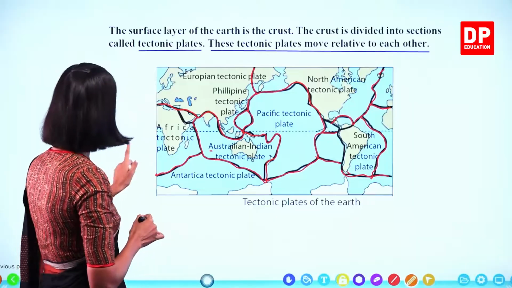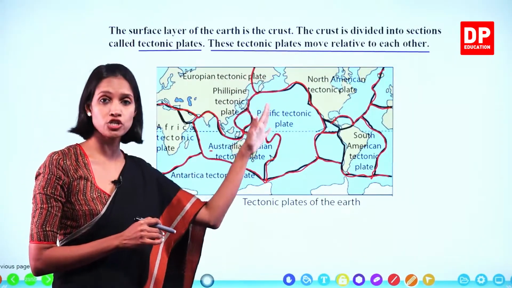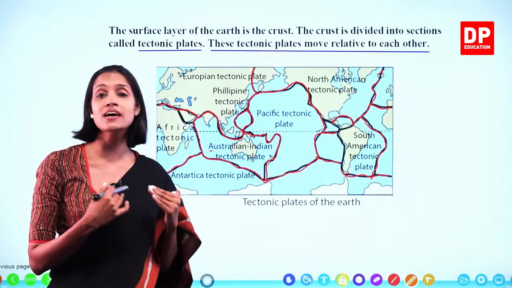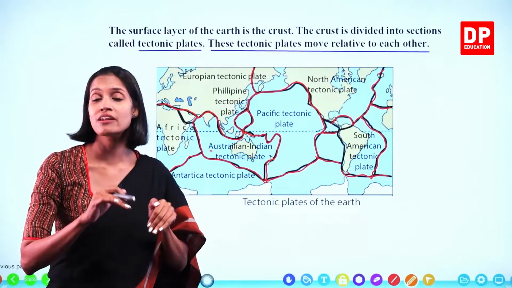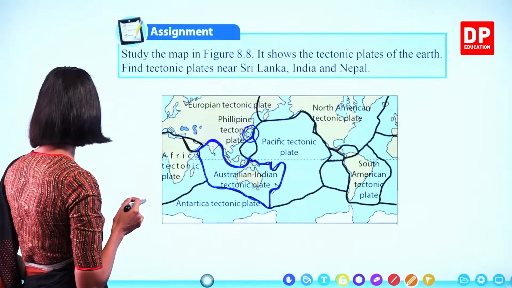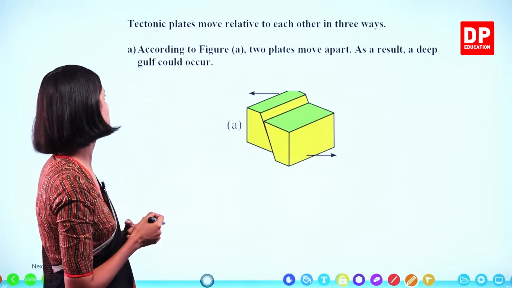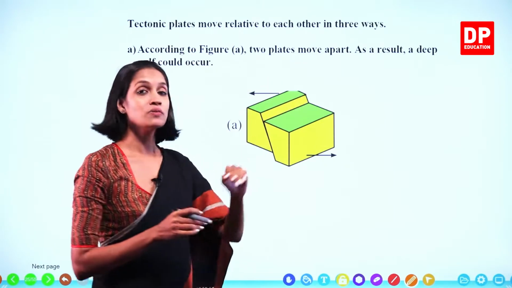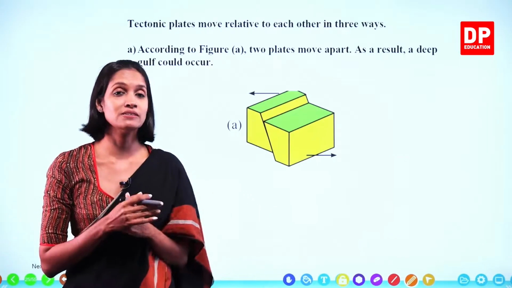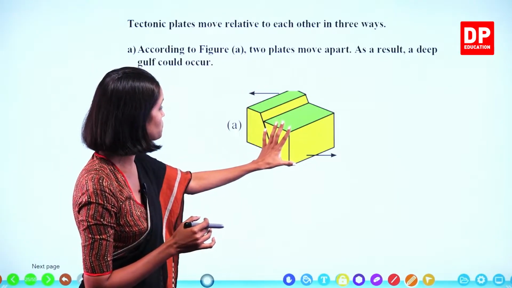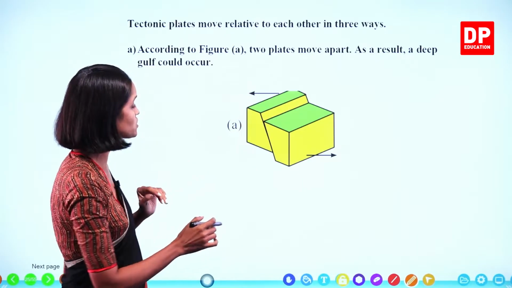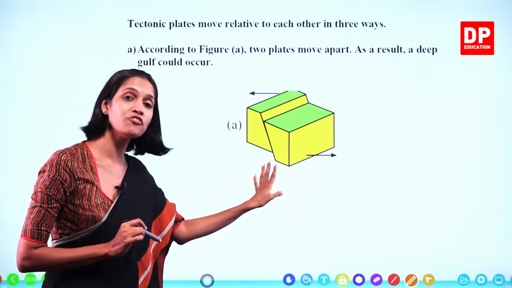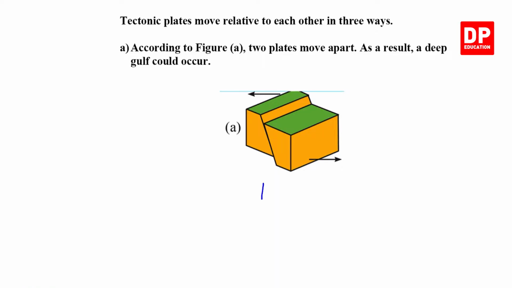So when we consider this relative motion of tectonic plates, there are 3 types of movements. There are 3 ways that these tectonic plates move relative to each other. Let's see what those 3 ways are, children. Look at the first one. According to figure A, 2 plates move apart, which means they move away from each other. If you consider these 2 blocks as tectonic plates, you can see they move away from each other. Look at the arrows. This type of movement is known as divergent movement.